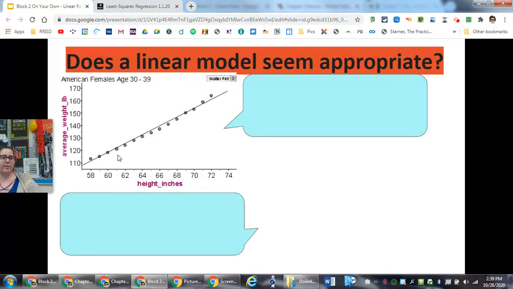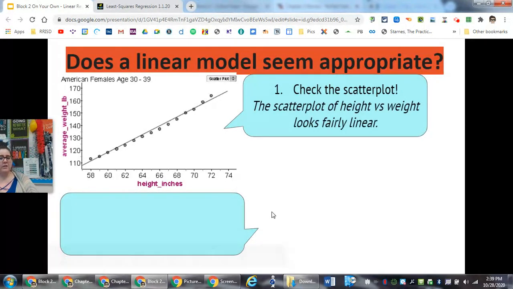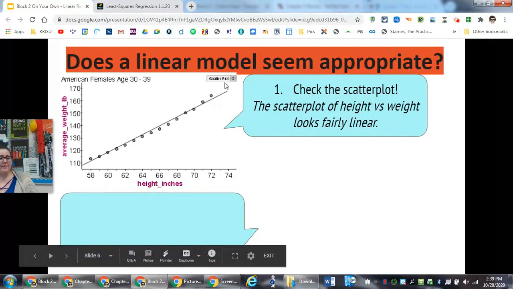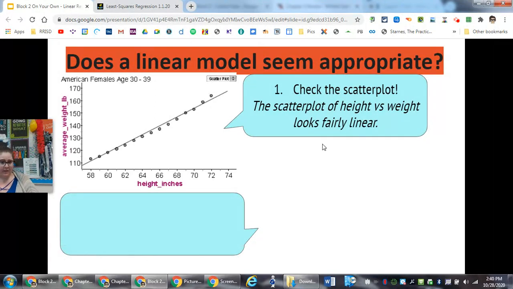So here is a linear model up here, a scatter plot showing the height versus weight of American females aged 30 to 39, just a random scatter plot of old data from forever ago. Now, if I were to look at that, I would probably say our scatter plot looks pretty linear, right? It looks almost perfectly linear. I even have my line of best fit drawn on there, and it looks pretty good.